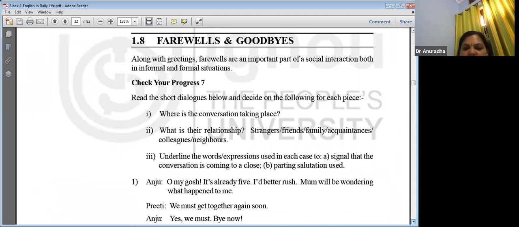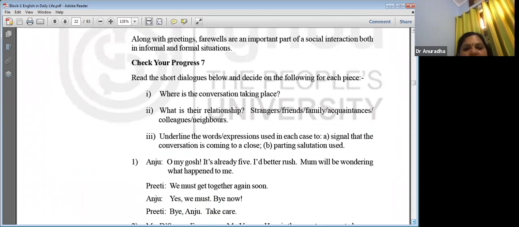Where is the conversation taking place? Again the same: where did the conversation happen, what is their relationship, meaning was it formal or informal.